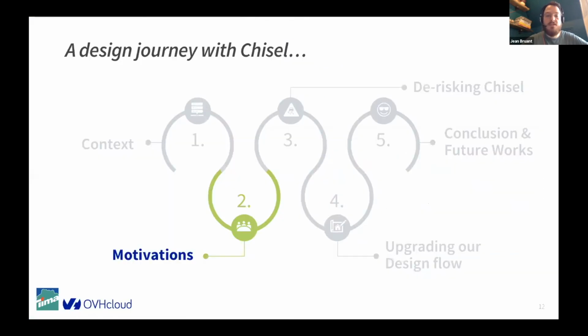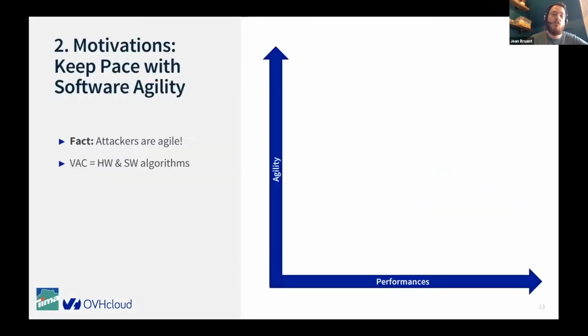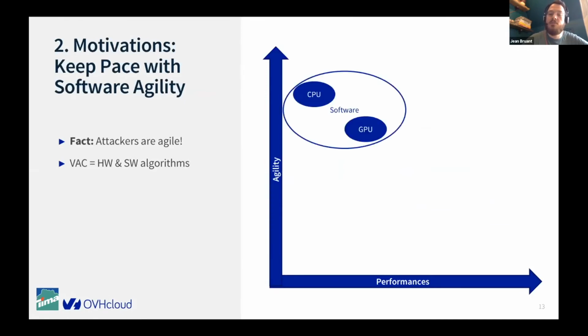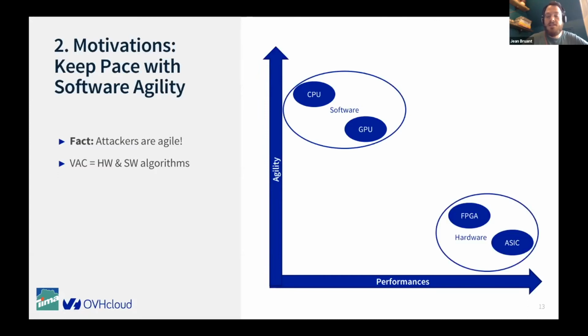So since we are using FPGA, we have some issues with being agile, because the fact is that attackers are agile. Each time you set up a new mitigation technique, they come up with new strategies. And since our solution is made of both hardware and software algorithms, we have to cope with the idea that software is quite agile, but with lower performance than hardware. And so how to close the gap between hardware development and software development?